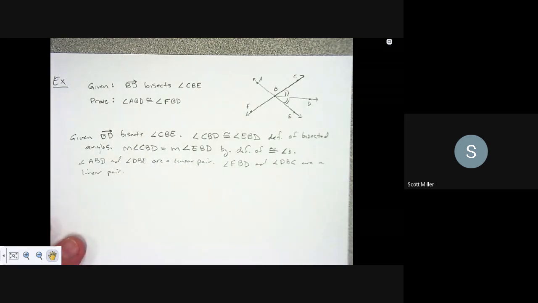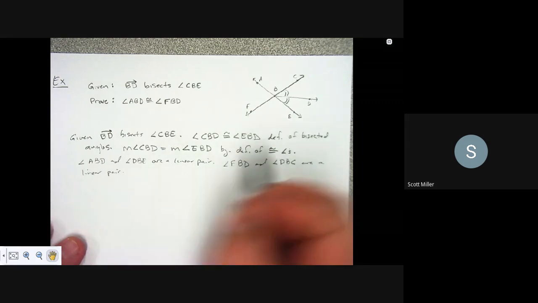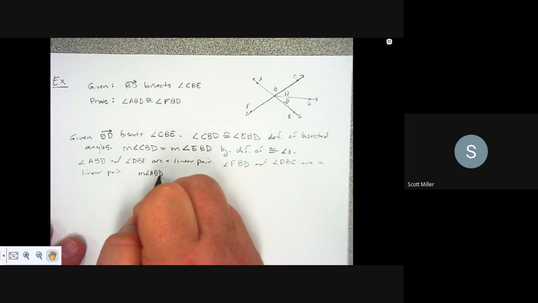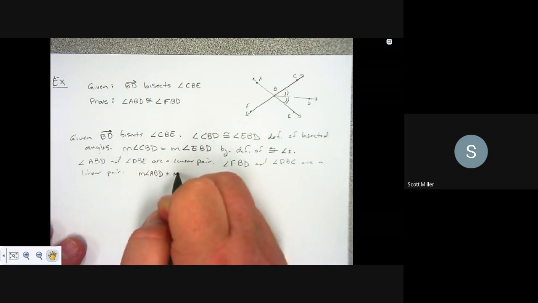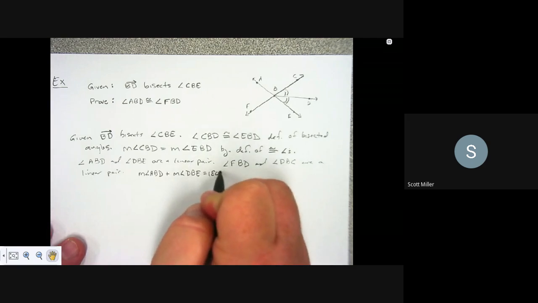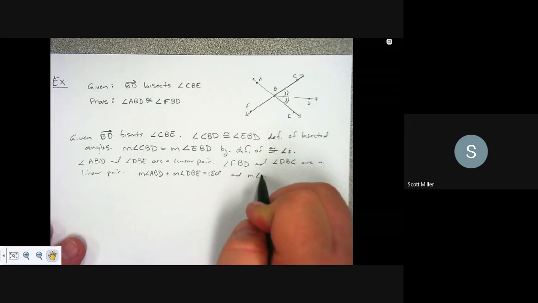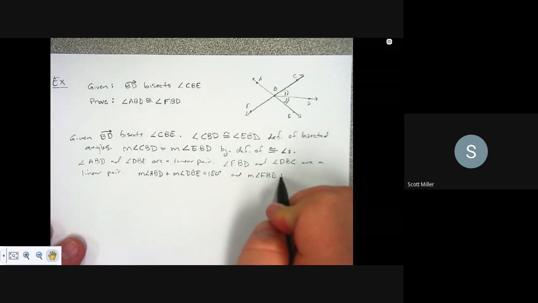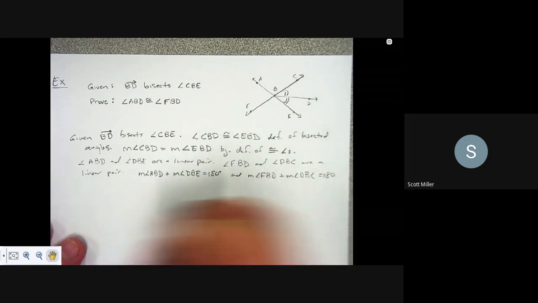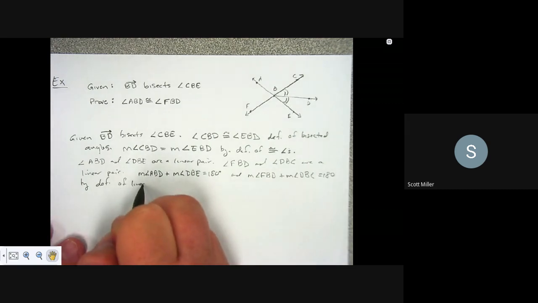Okay? What does that mean if they're a linear pair? It means their measurements add up to 180. So that equals 180, and the measure of angle FBD and DBC is 180, by the definition of a linear pair.